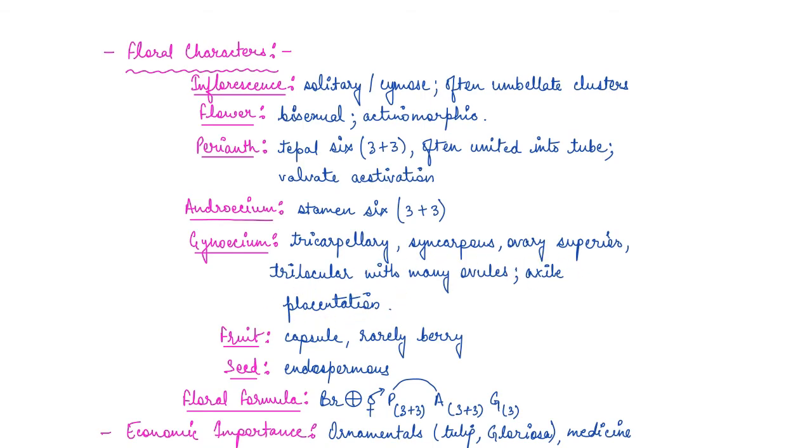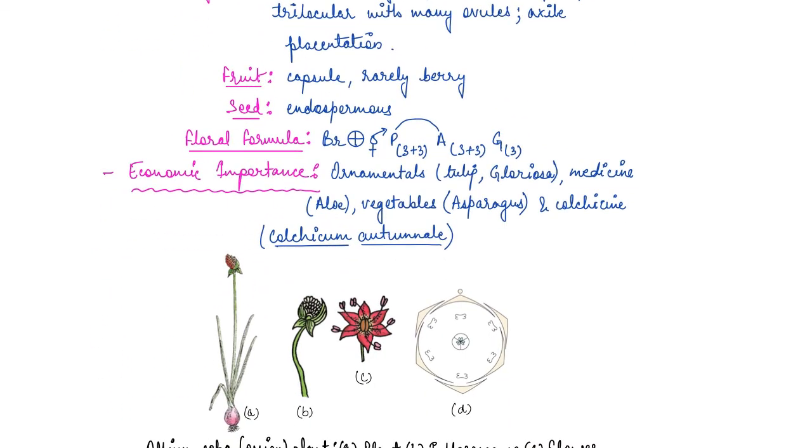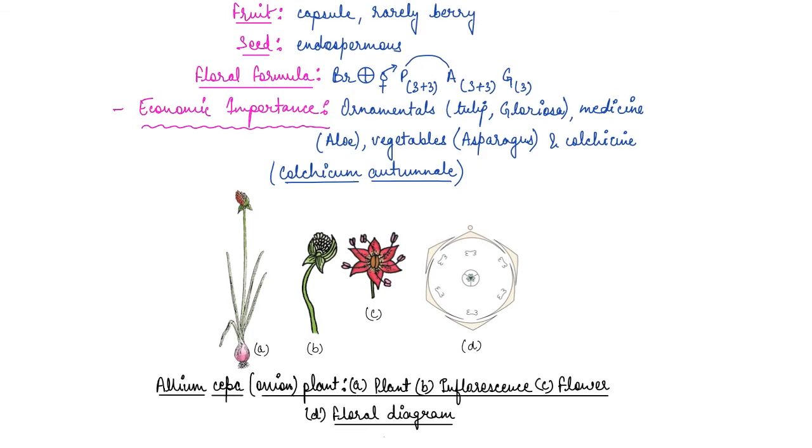So guys, again, I'll tell you that I have discussed all these terms in previous videos, right? So the fruit is a capsule and rarely a berry. Seed is endospermous. So they have endosperm present even after the development of the embryo. It is not completely consumed during embryo development. Again, all these things have been discussed in the previous video.